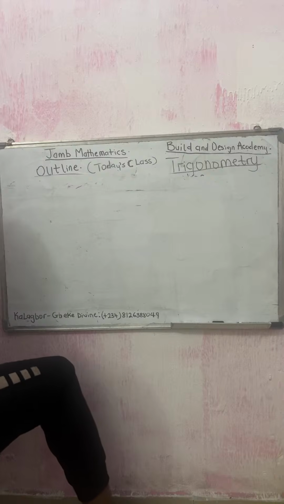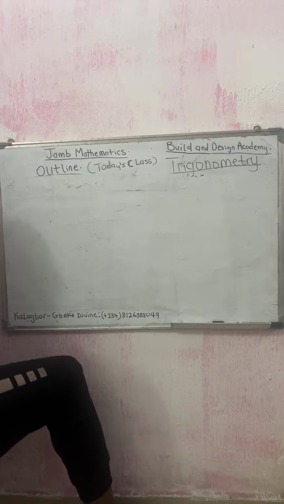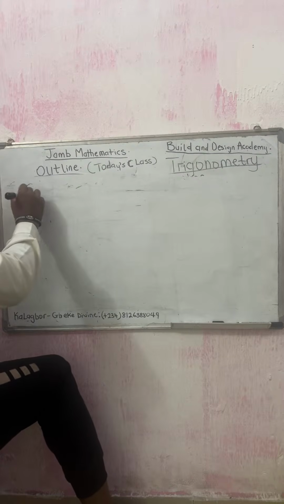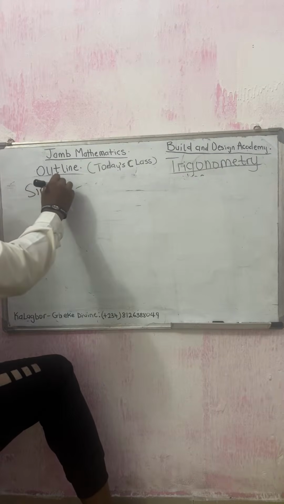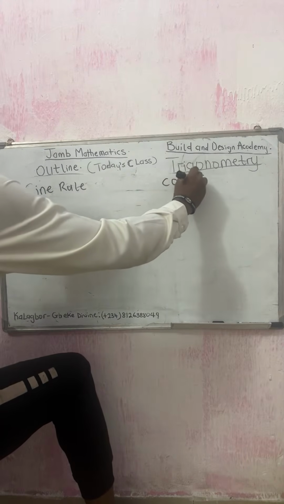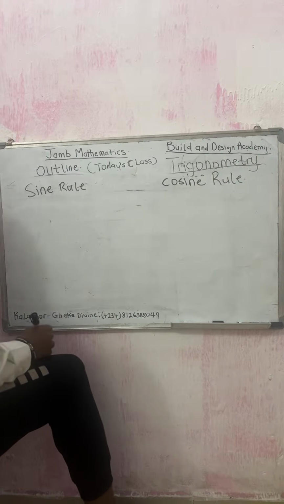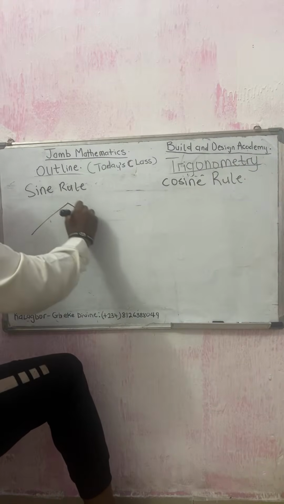Alright, so let me draw two shapes. This one is for the sine rule, and this one is for the cosine rule. I'll be working with them simultaneously because of time.